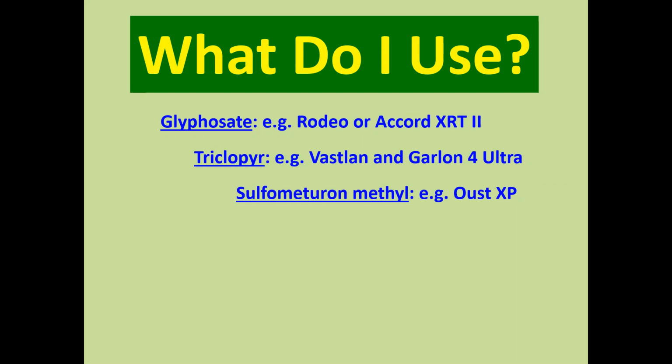Triclopyr comes in an amine and an ester formulation. So the water-based amine would be something like Garlon 3A. The ester formulation, or the oil-based formulation that goes in oil for basal bark applications, would be Garlon 4 Ultra, as an example. Sulfometuron methyl, the typical product of choice would be Oust XP, but there are generics of all of these that are now available on the market.